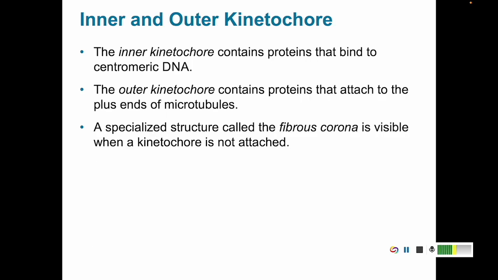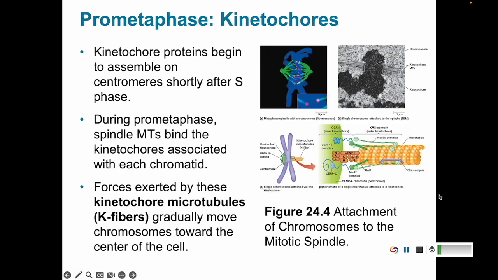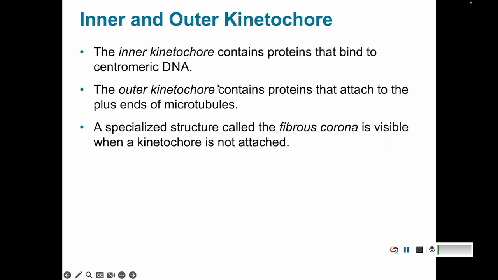There's an inner kinetochore and an outer kinetochore. Here, this is the inner kinetochore. This is the part that attaches to the chromosome. And the outer kinetochore is the part that's going to attach to the microtubules. So the inner kinetochore has proteins that bind to centromeric DNA. The outer kinetochore has proteins that attach to the ends of the microtubules.